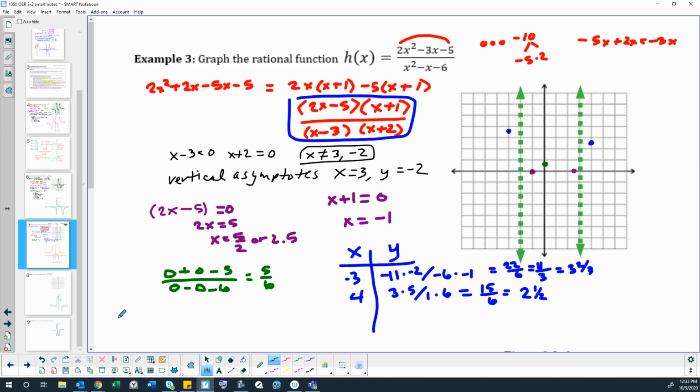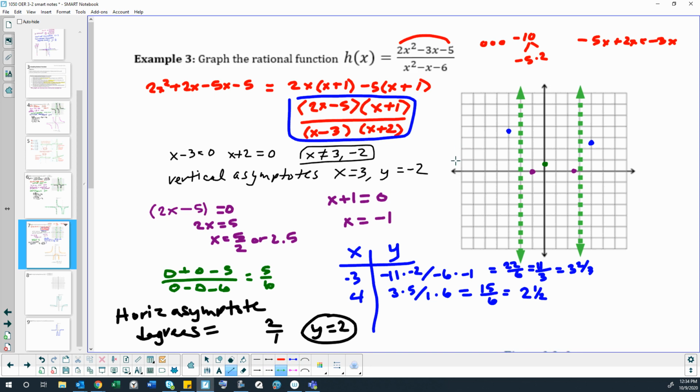Let's go back to the horizontal asymptote, which I skipped for some reason. So for the horizontal asymptote, we have degrees equal to each other. Degree 2 divided by degree 2. So just a note, degrees are equal. So the leading coefficients are 2 over 1. So that means y equals 2. So we have a horizontal asymptote here at 2. Okay, if you want, you can plug in some more points, but I think we're good.